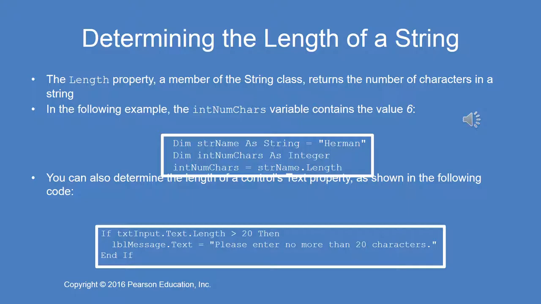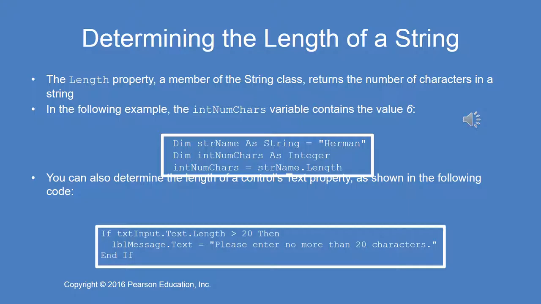We can determine the length of a string by using the Length property, which is a member of the String class that returns the number of characters in a string. Here's an example. We declare strName as a string, and we initialize it with the characters capital H, E, R, M, A, N. And then we declare an integer, intNumberOfChars, and we assign its initial value as strName.Length. In this particular case, strName.Length will resolve to 6. It's a property containing the value 6, and we can assign that to intNumberOfChars.